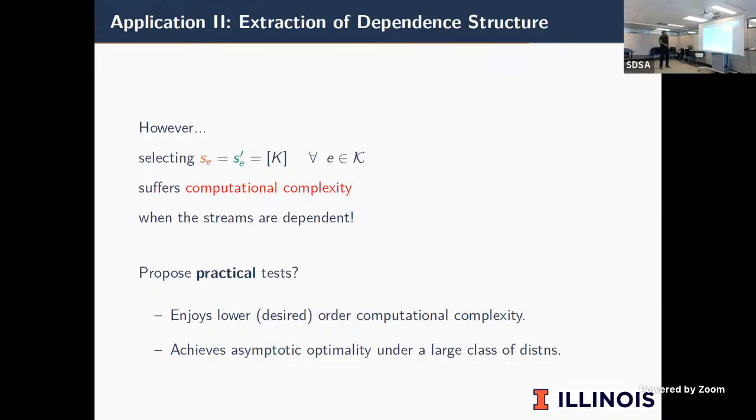Now I go to application 2, which is the next problem, the extraction of dependent structure. This setting suffers computational complexity because it takes too much time, and it requires you to compute so many likelihood ratio statistics. So when the streams are dependent, there is a computational complexity issue. Then the next question is, can we propose a practical test that enjoys this lower order computational complexity and also achieves optimality under a large class of distributions?